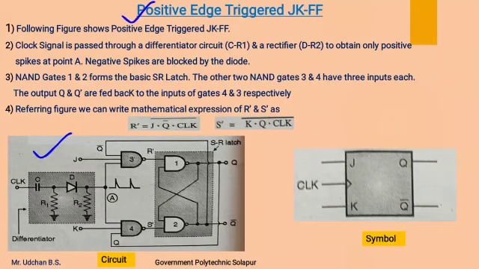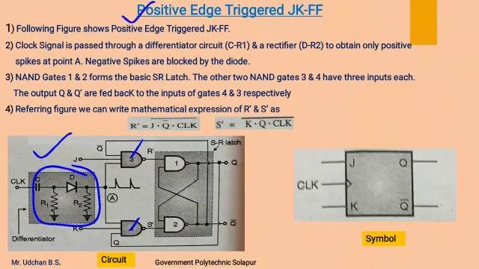This is the circuit diagram of the positive edge triggered JK flip-flop, which is formed from an SR flip-flop. The only difference is that NAND gates 3 and 4 have three inputs. One is a clock input, which is given through this differential circuit, which will provide the positive clock edges as the flip-flop is a positive edge triggered one.